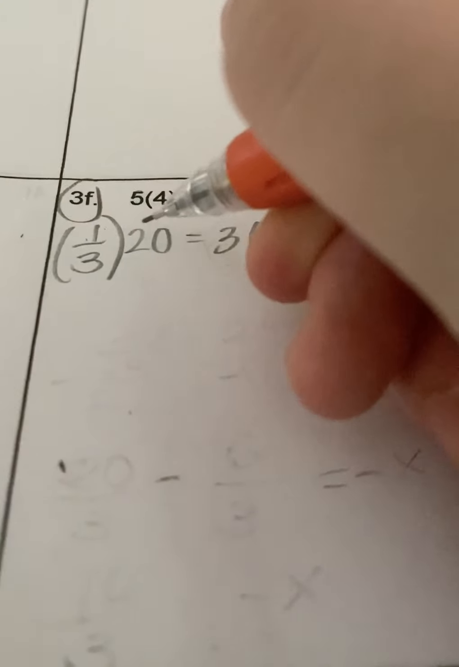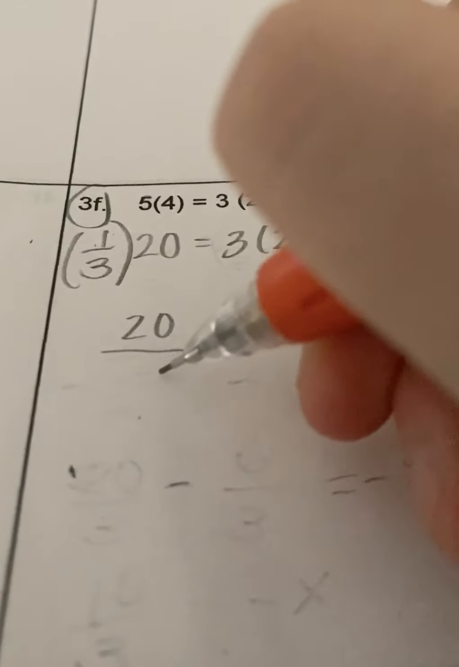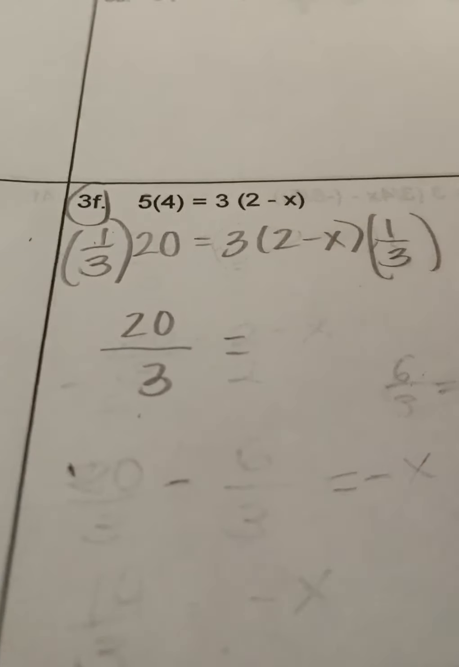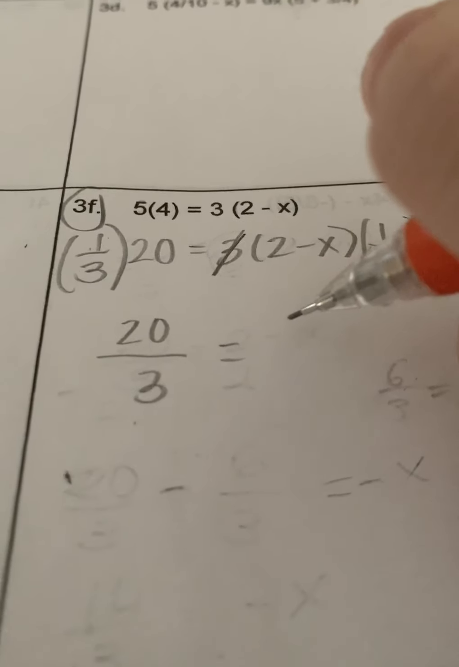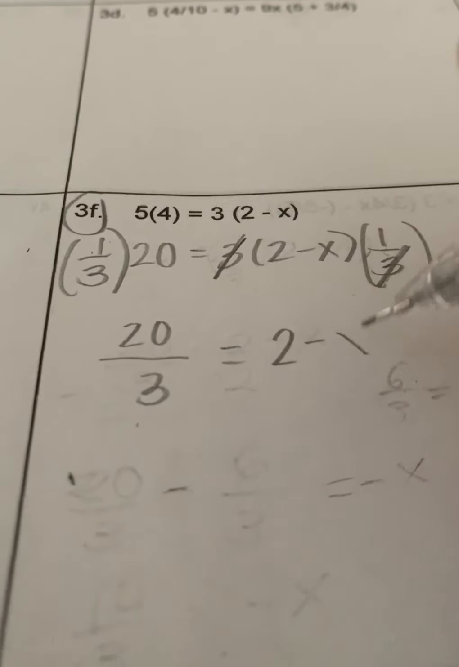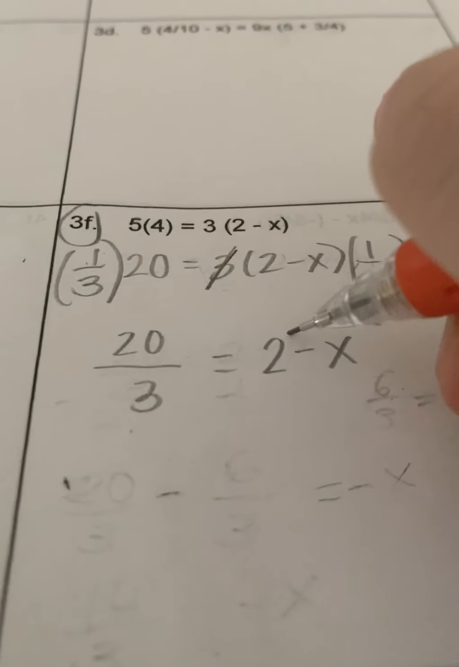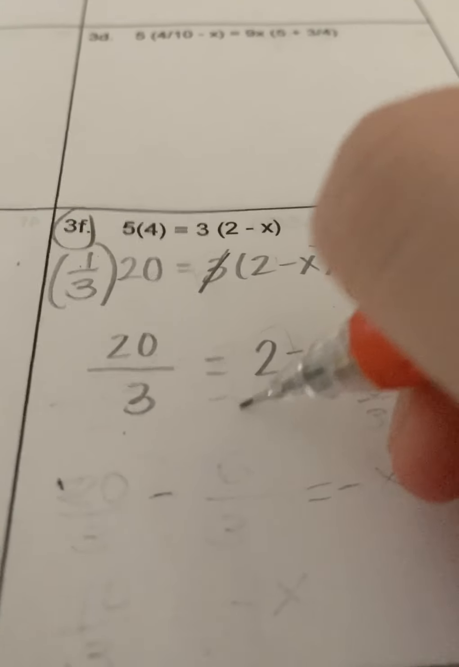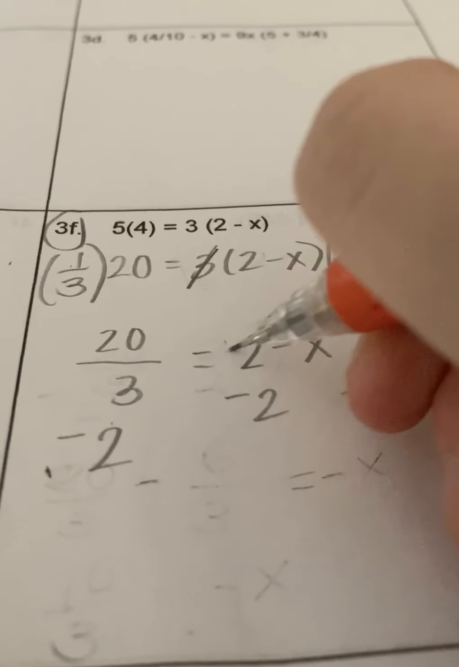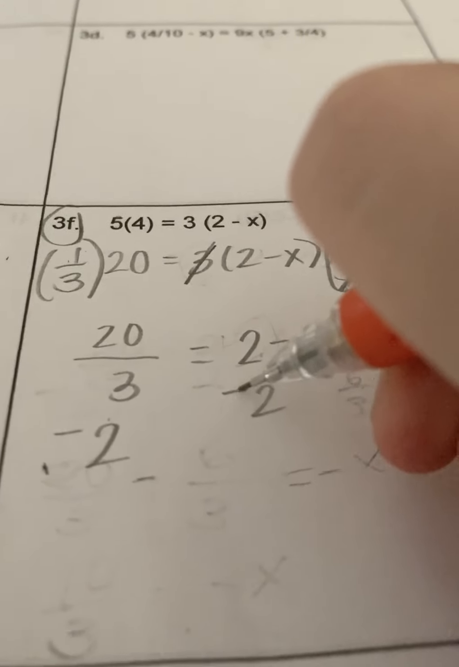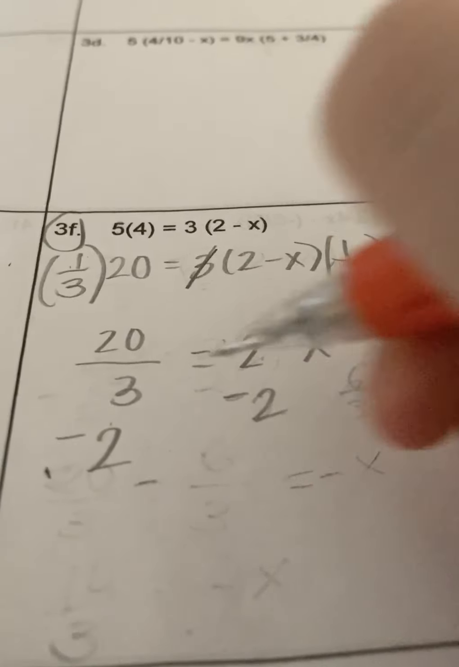So 20 times 1 over 3 is 20 over 3 is equal to, the 3 in the denominator and the 3 in the numerator cancel out, so all I have left is 2 minus x. And to get rid of this 2 on the right side, I'm going to subtract 2 on both sides because originally it was a positive 2. So to get rid of it, I'm going to do the opposite, which is subtracting by 2.